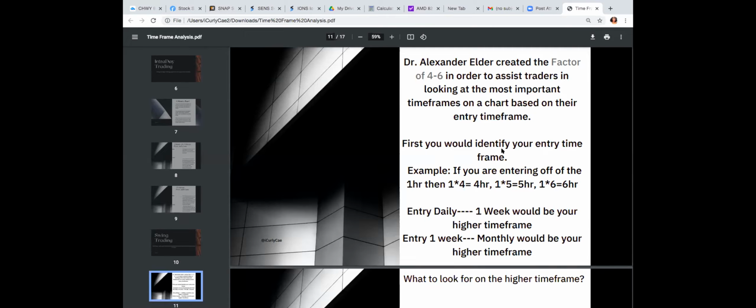So you're basically multiplying to see how far out you need to look in order for it to be relevant to the trade that you're trying to take. For example, if you're trying to enter on the daily time frame, then 1 week would be the highest that you would want to look out for your trade. If you're entering on the 1 week time frame, then your monthly time frame would be your higher time frame, if that makes sense.